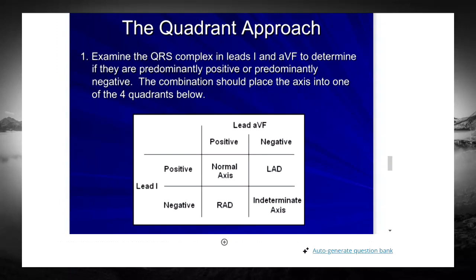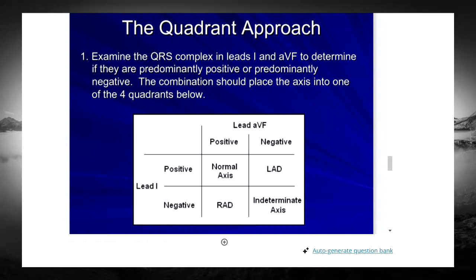And so what you're going to do is look at the quadrants: you can be normal axis, left axis deviation, right axis, and the indeterminate axis. We're using this like one of those box charts we do in statistics. So you'll have lead AVF on top, lead 1 on the side. Remember, lead 1 is the very first lead in the first column. AVF is the last lead in the second column. Those are the ones you're going to look at.